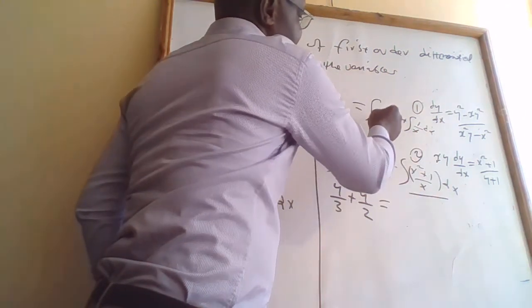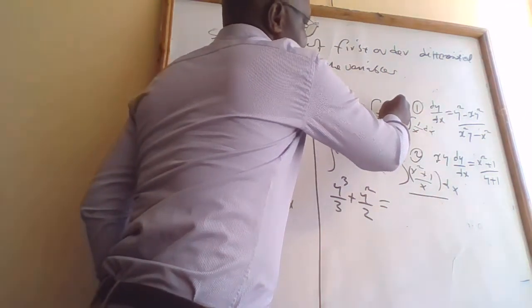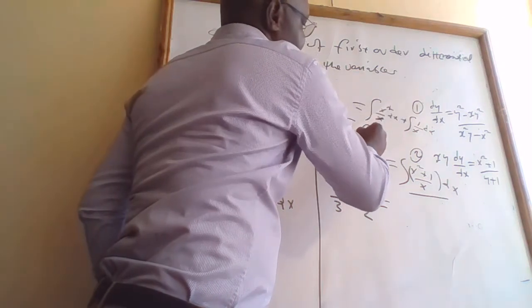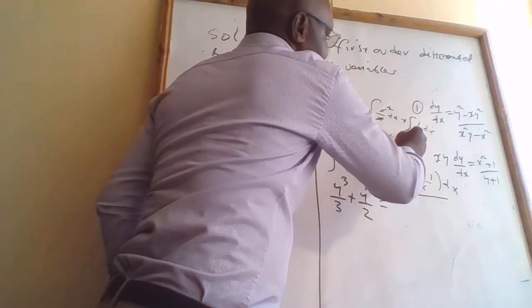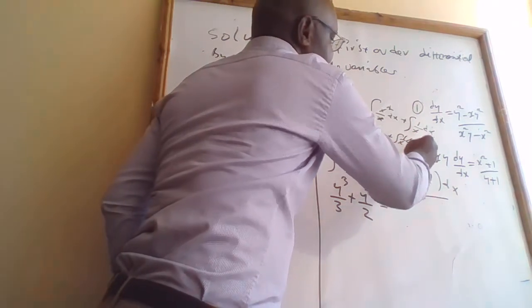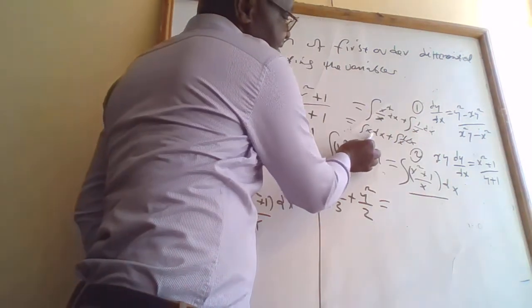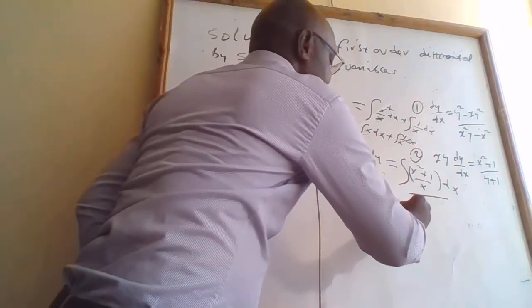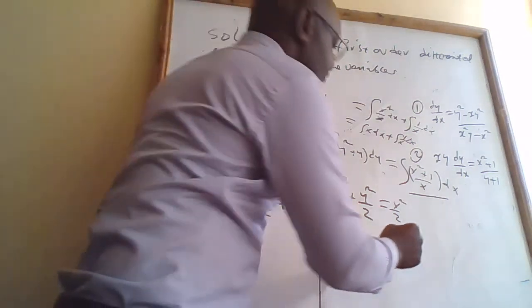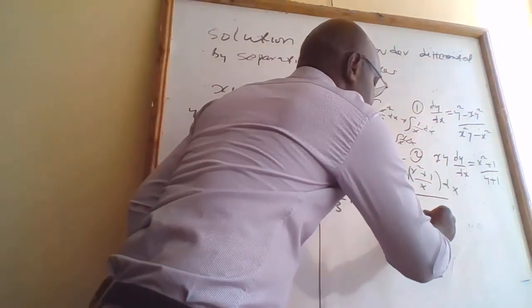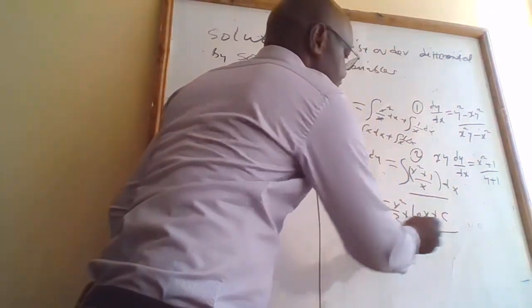This goes with that x, so it is the same as the integral of x dx, plus the integral of 1 over x dx. When you integrate x, you get x squared over 2. When you integrate 1 over x, you get plus ln of x, and of course plus a constant of integration.